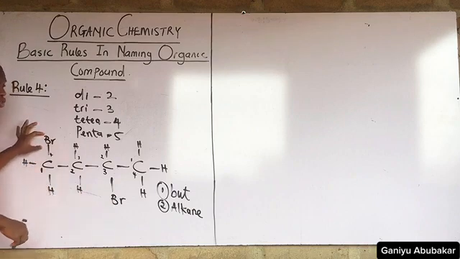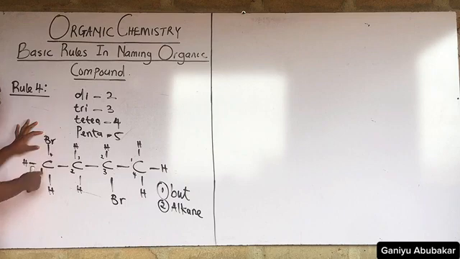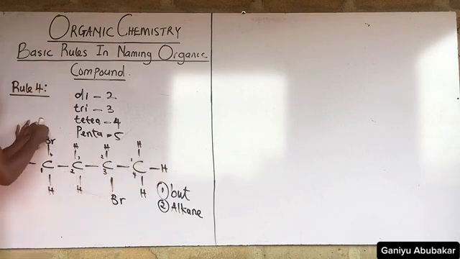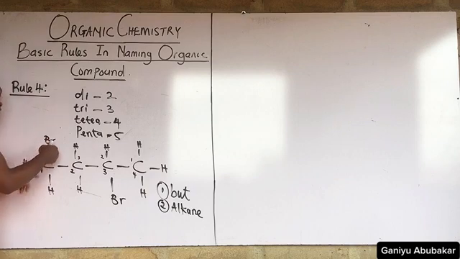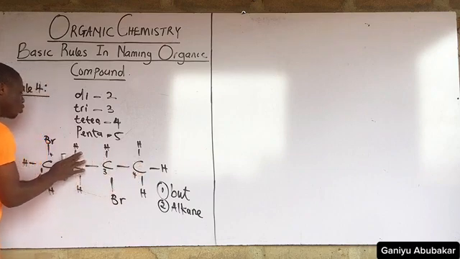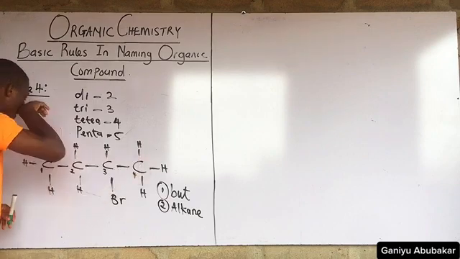I am having bromine here. This is my first bromine. I will make sure I look for the least number for bromine. For my upper numbering, bromine is attached to carbon 1. For my lower numbering, bromine is attached to carbon 4. In between 4 and 1, the least is 1. So I'll go with the upper numbering and eliminate the lower numbering.